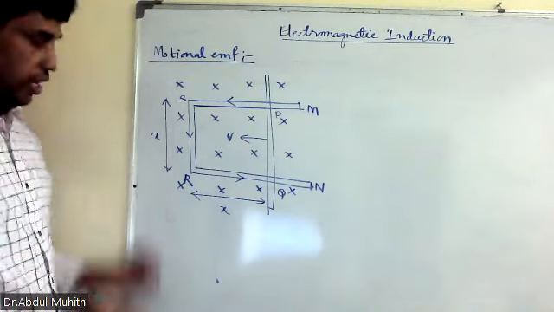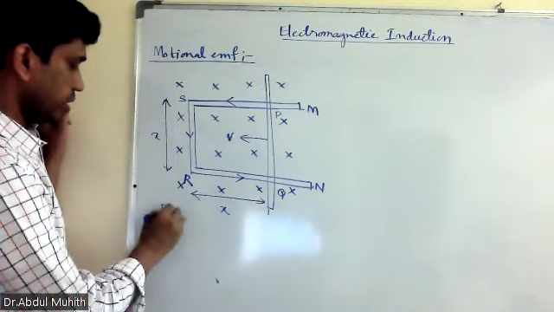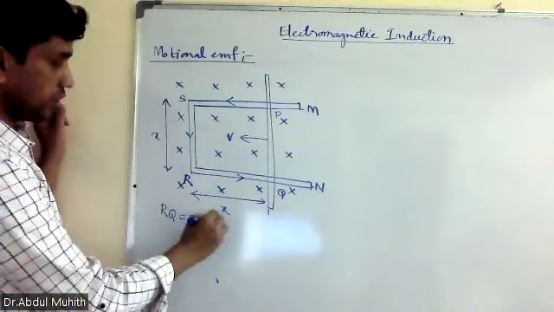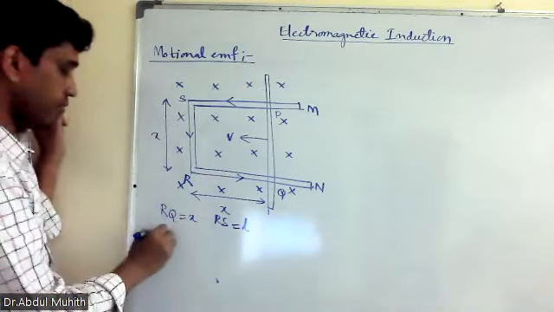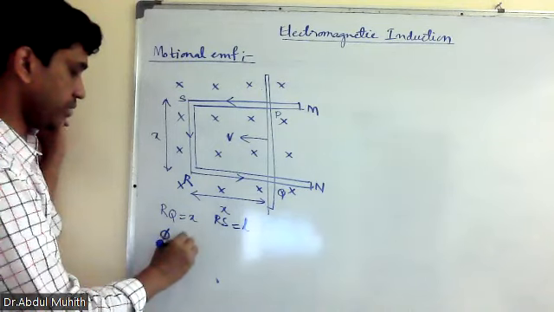Now, what will happen here? We have RQ equal to x, and RS equal to L, length and width. And this, if it is constant, and here what is phi B? Phi B is said to be magnetic flux.